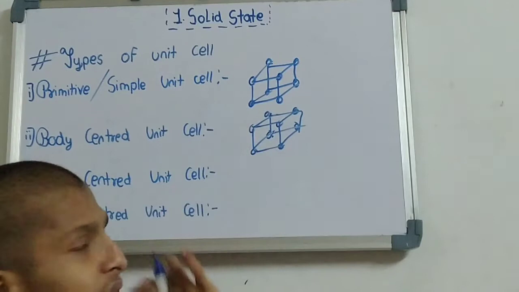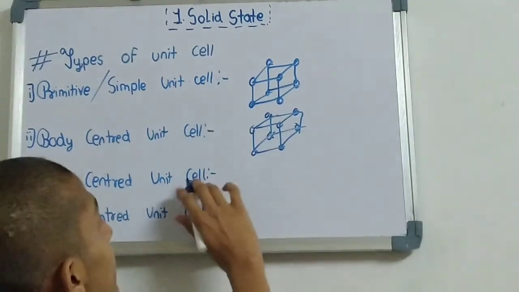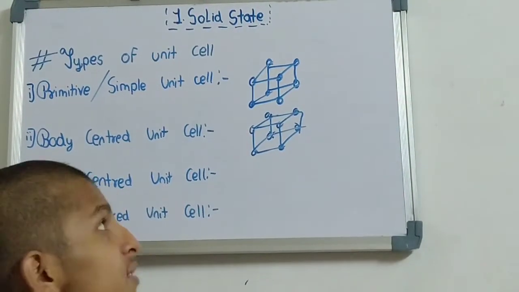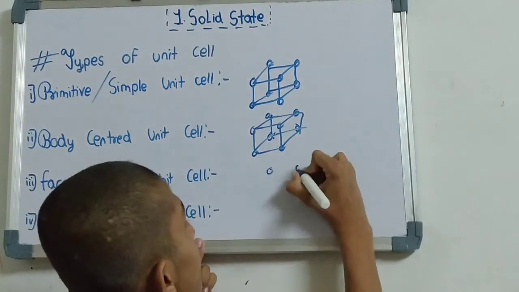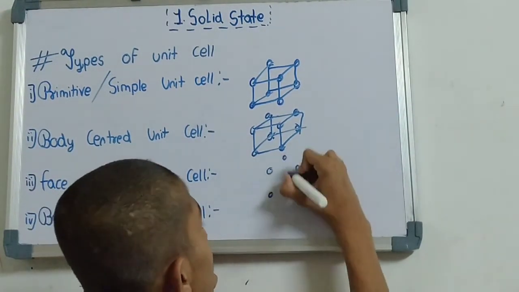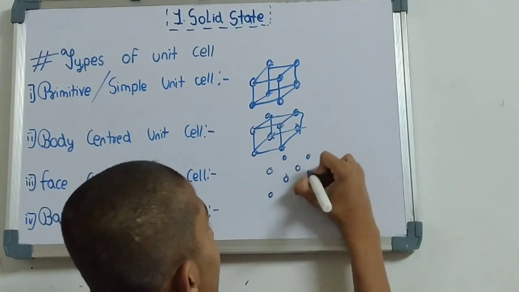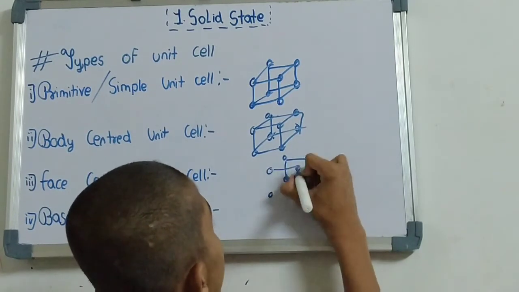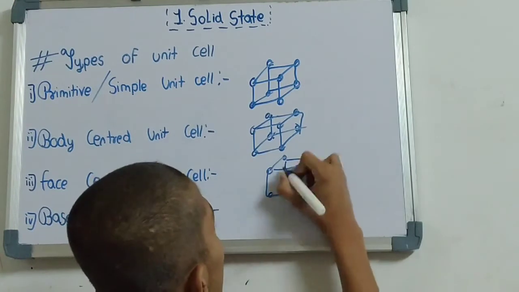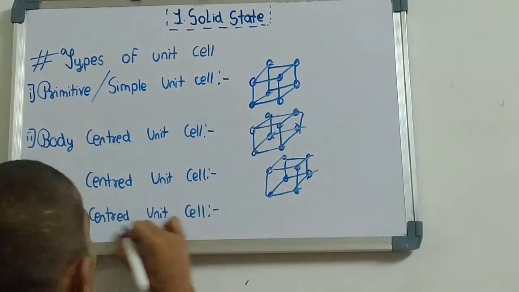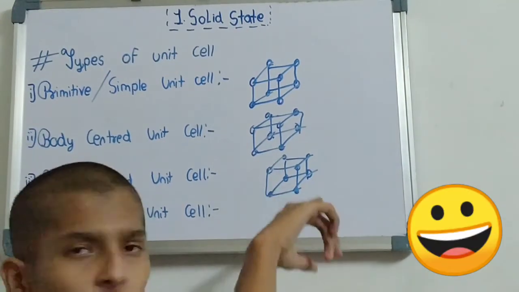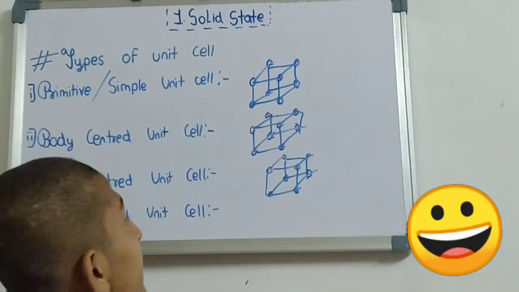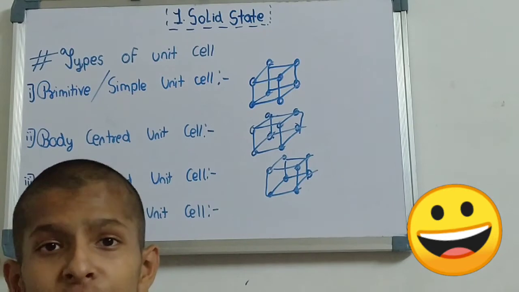Now the face centered unit cell: in this, the constituent particles will be at the corners as well as at the center of each and every face. And in the base centered unit cell, what will happen? It will have particles at the corners and at every two opposite faces.